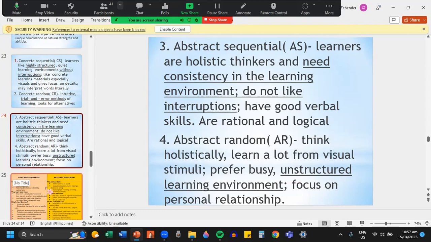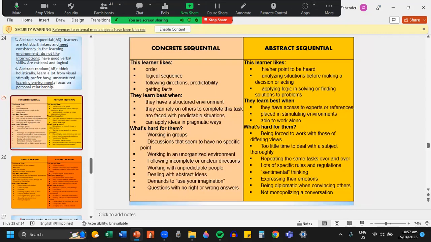Okay, so to further define, no, here is a table illustrating the main differences. So identify kung saan ka. Okay, so these are details describing what each learner likes, okay, how they learn best, and what's hard for them. Okay, so take some time. You may also screenshot this one. Okay, don't worry. I'm also going to upload this on Quipper.